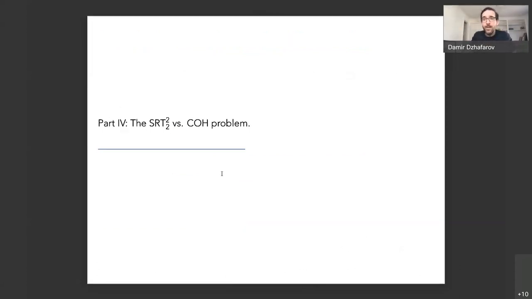All right, so now I think we have all the ingredients. So let's come back to the SRT^2_2 versus COH problem, which is the title of this talk. And we hinted at what it refers to in the first part, right? Which is that if one looks at a proof of Ramsey's theorem for pairs, you're looking at this kind of pre-processing and post-processing step. And that's a kind of general aspect of these proofs. SRT^2_2 and COH are somehow references to these two parts, as we'll see.